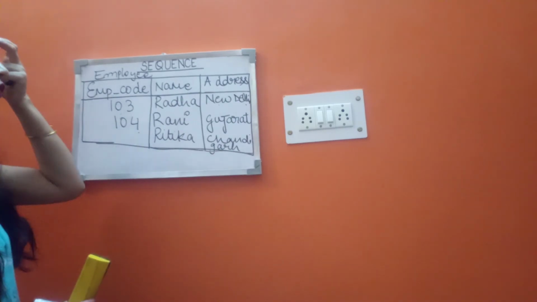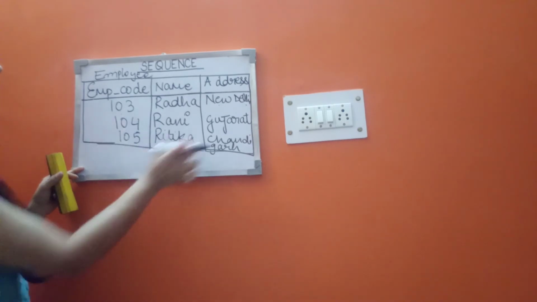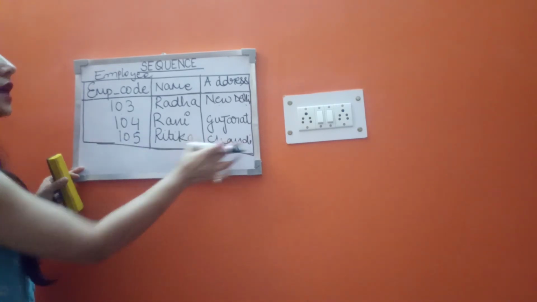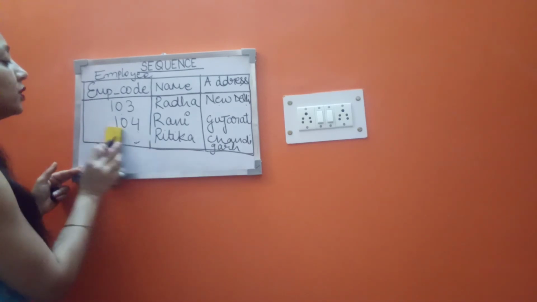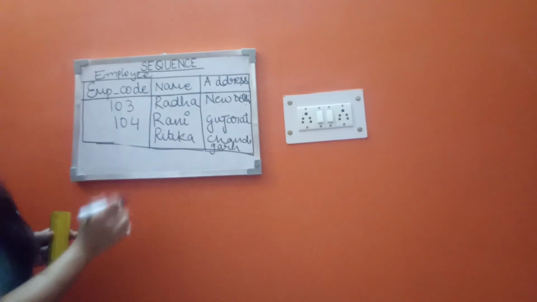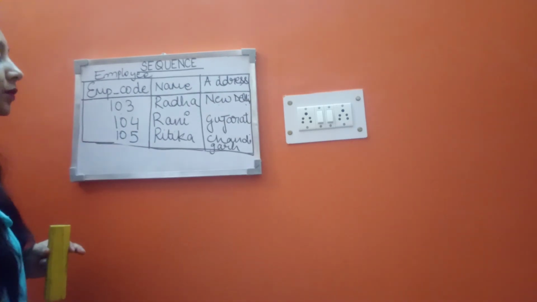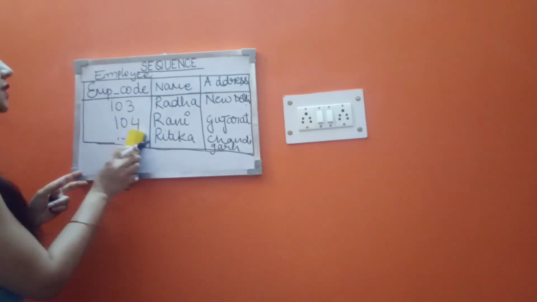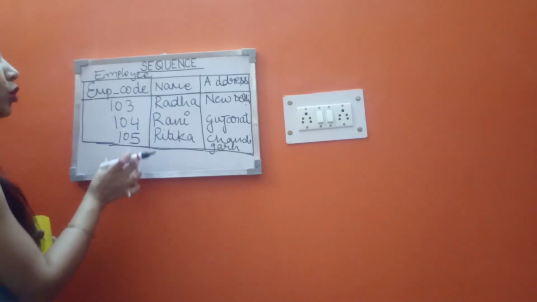But I don't want to take the headache of writing the employee code every time I enter a new employee, or every time I enter a new record inside the employee table. Why? Because by default, the order in which the employees are joining the organization, their employee code will be provided in the similar order. Right, so I want some mechanism so that by default their employee code is added over here. I don't have to put the employee code on my own.